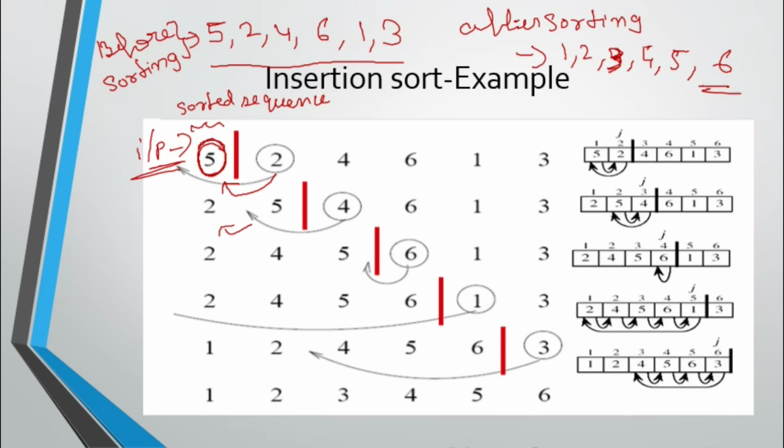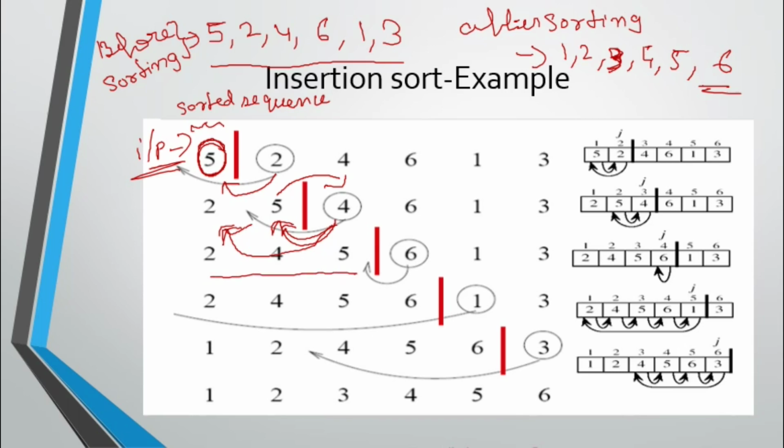In the next step, you take 4. 4 is compared first with 5. Here you need to understand one thing: we know that 5 is greater, so you need to move 5 to the right, but 4 you are not directly moving into the left. 4 you have to compare again with 2. Now we know that 2 is smaller than 4, so you put 4 here in the second location, then you move the vertical bar to the right. So that is how you get 2, 4 and 5.